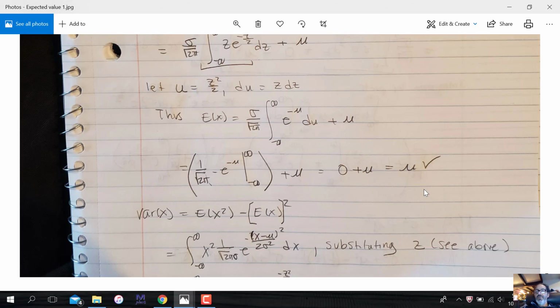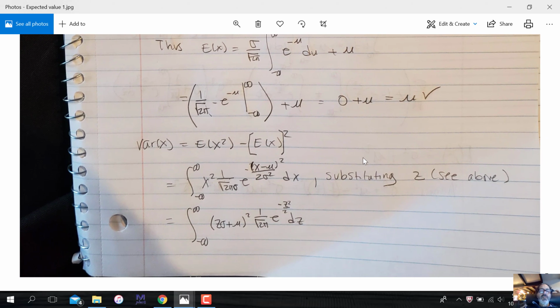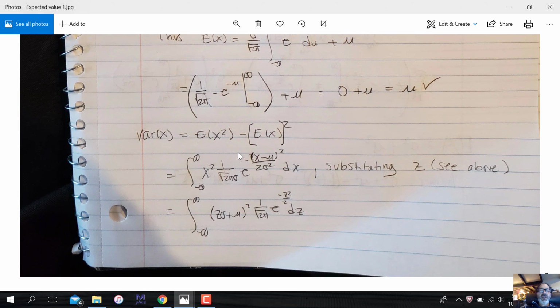If we were doing a standard normal distribution, the mean of the standard normal distribution is 0, so this would just be 0. So that would work out just as well. The variance is the expected value of x squared minus the expected value of x, the whole thing squared.